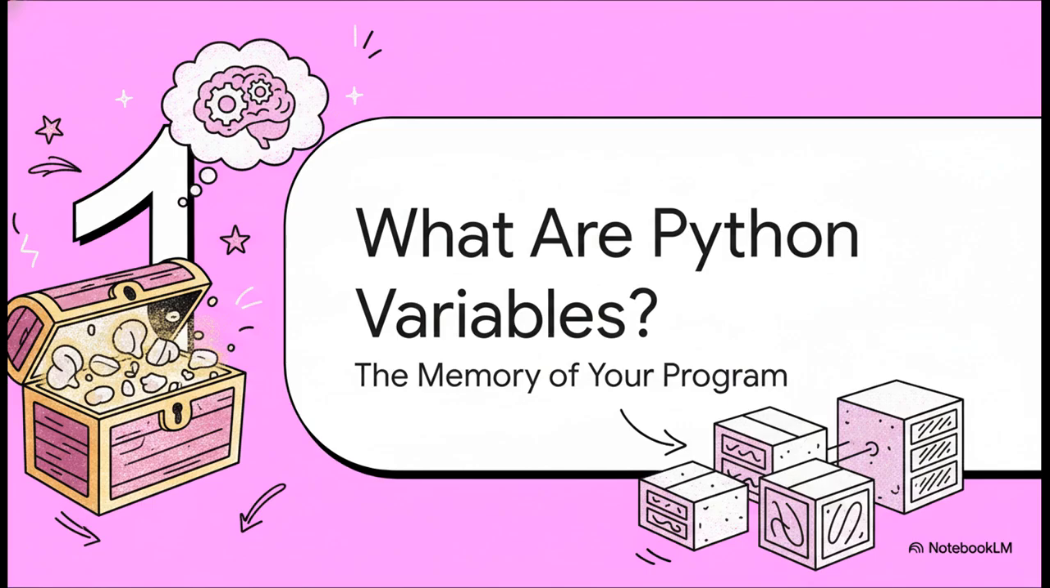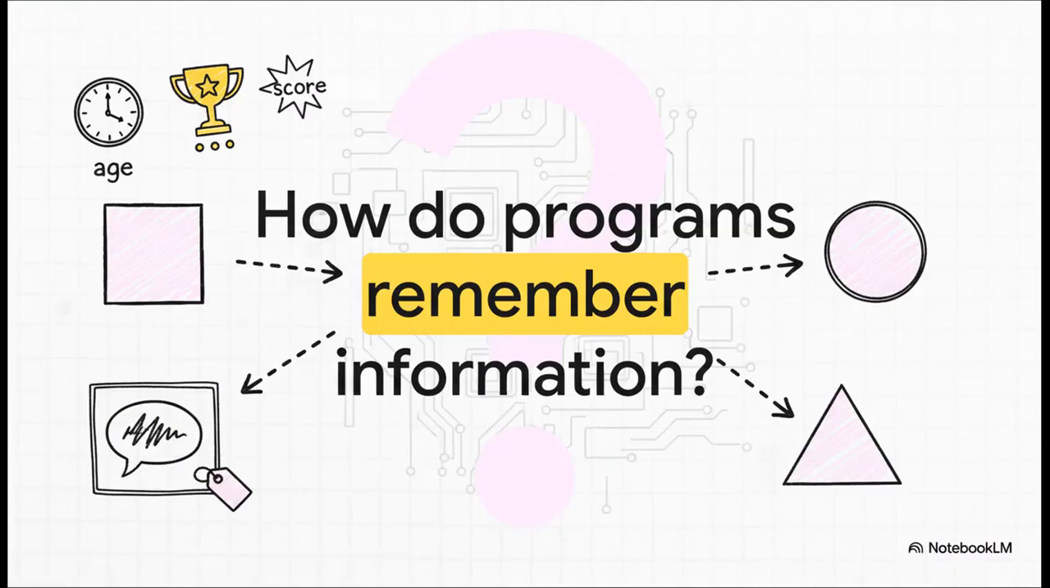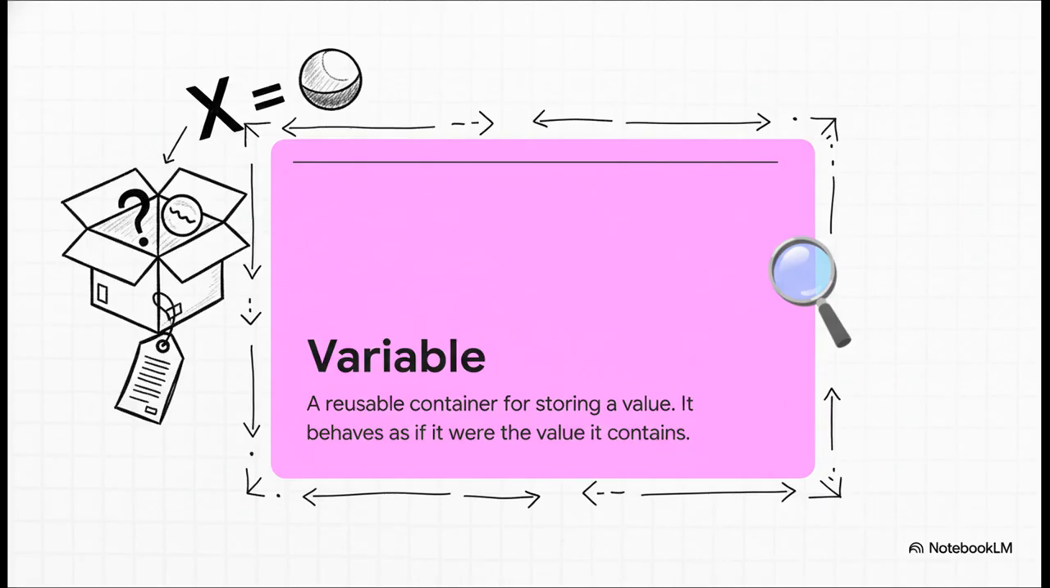So, first things first, what in the world is a variable? Honestly, the best way to think about it is as the memory of your program. I mean, think about it for a second. If you're playing a video game, how does the computer keep track of your score, or your username, or how much health you have left? How does it remember all that stuff from one moment to the next? Well, the answer is variables, and this definition here is perfect.